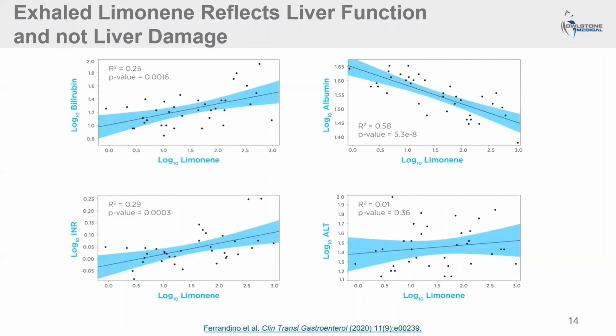So what did we find? Using a regression analysis to correlate breath limonene levels with blood metrics, we found that limonene was positively correlated with bilirubin and with INR, and negatively correlated with albumin. No correlation was observed between ALT and breath limonene. These data suggest that elevated limonene levels in breath behave as a marker of liver function rather than liver damage, thereby addressing an unmet need for non-invasive markers in this area.